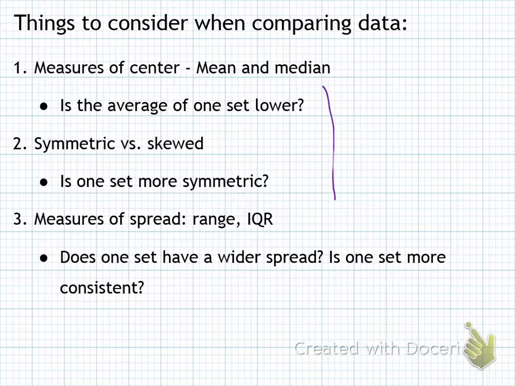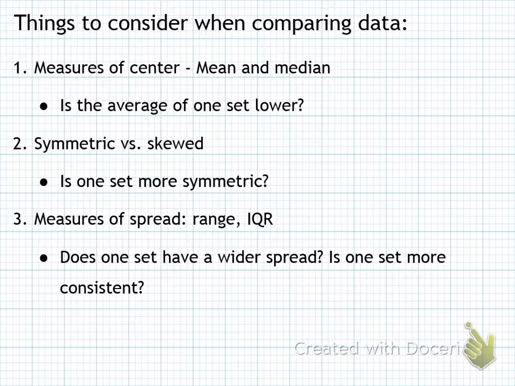We also want to talk about the measures of spread. So that's going to be how spread out is the data. Okay, what's the range, okay, from the minimum up to the maximum? Does one set of data have a wider spread, or does it have a bigger range? So is the data more spread out? Or maybe if the range is smaller, then we would say that data set is more consistent.